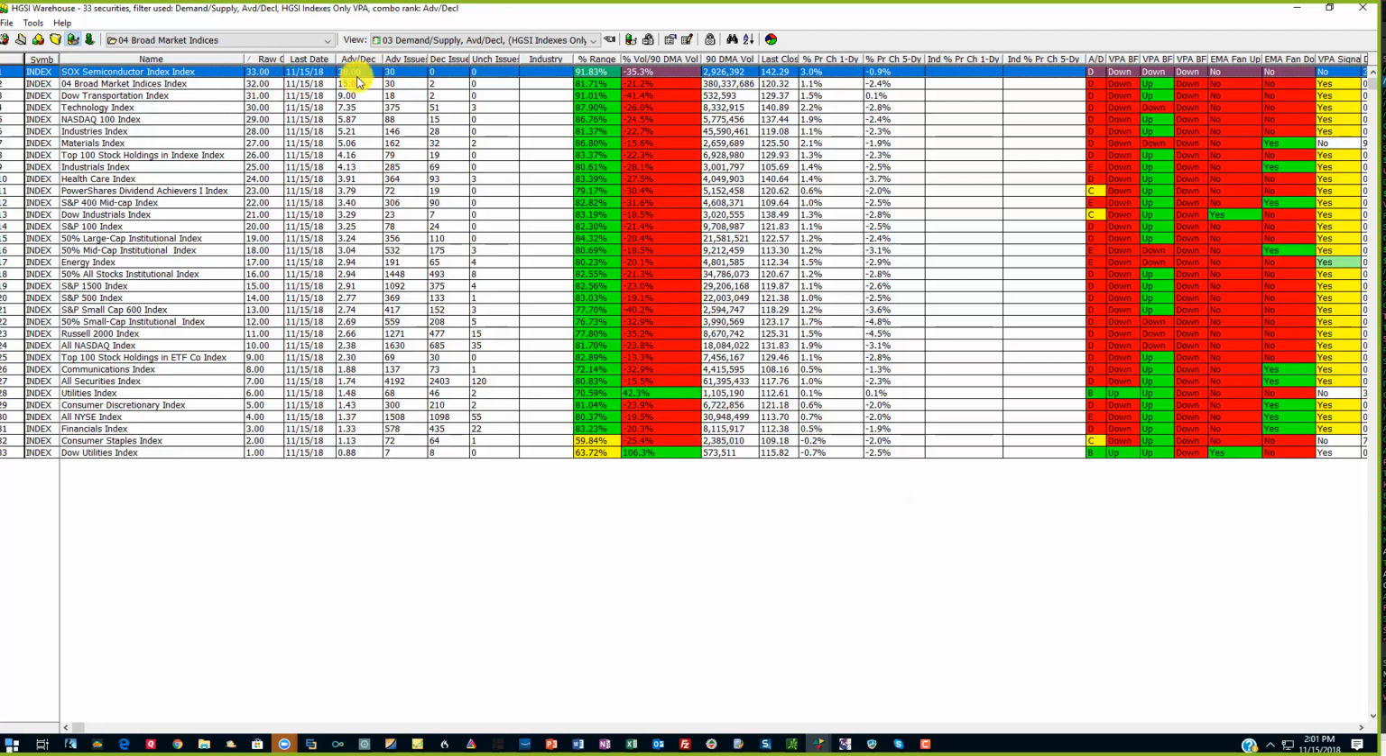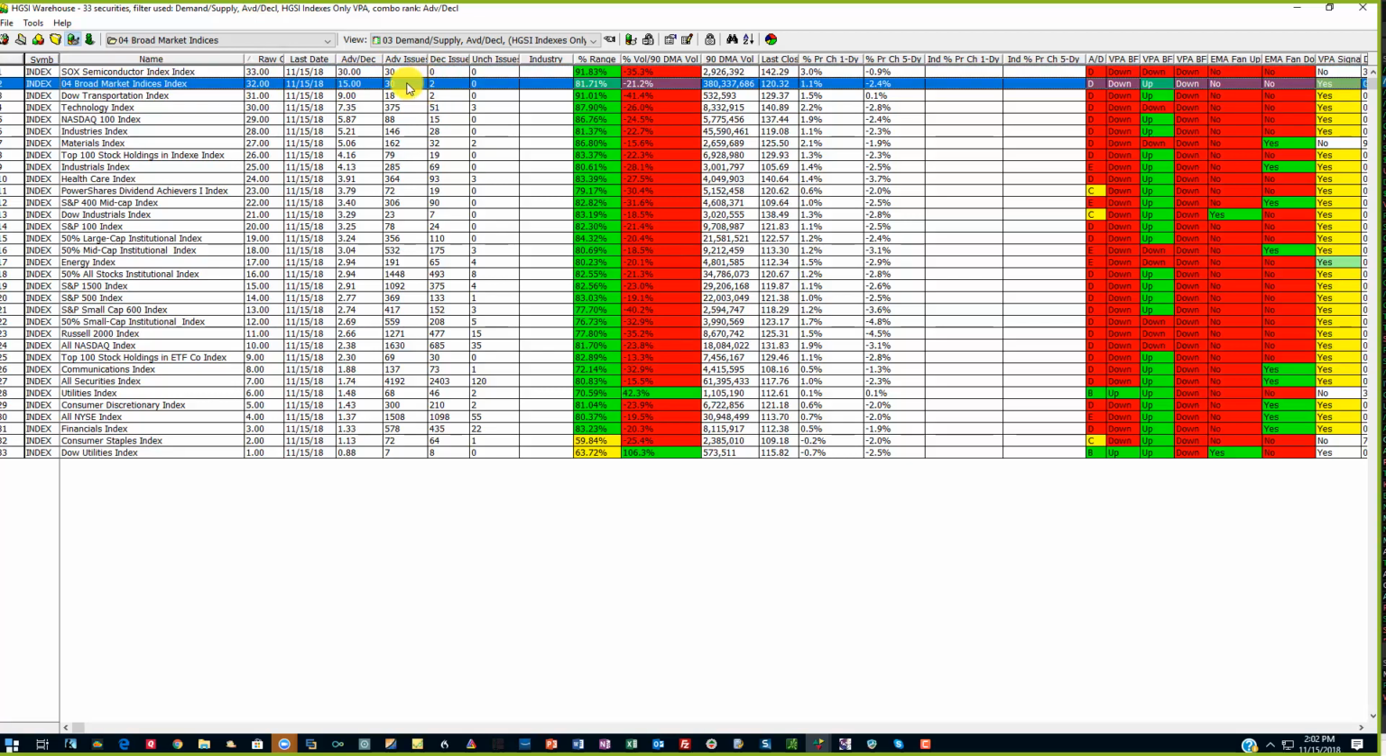So this is the way it looked 15 minutes ago. You can see semiconductors, and not all the semiconductors are in here, of course, only 30 stocks, but there's a lot of buying pressure there. This one here, 04 broad market indices, tells you how many of these groups in this folder are up today, and you can see that out of all these indexes, 30 are up and only 2 are down.